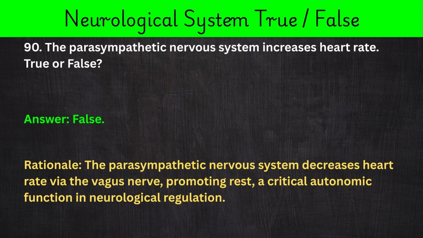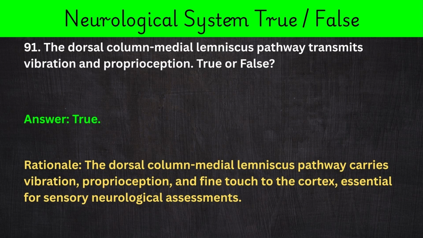Rationale: the parasympathetic nervous system decreases heart rate via the vagus nerve, promoting rest, a critical autonomic function in neurological regulation. 91. The dorsal column-medial lemniscus pathway transmits vibration and proprioception. True or false? Answer: true.